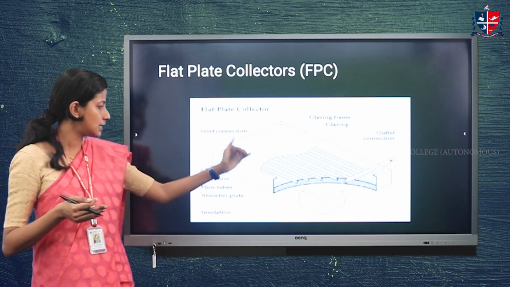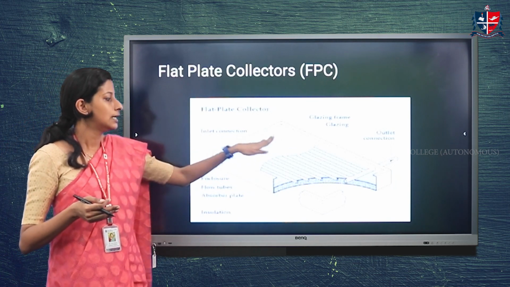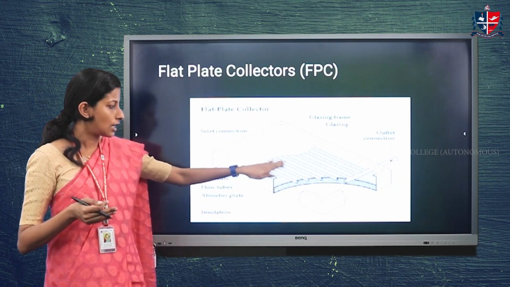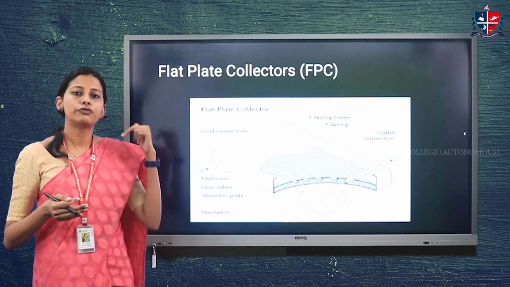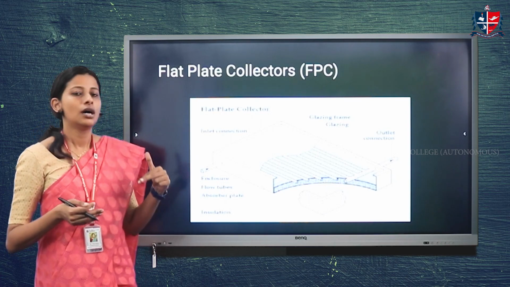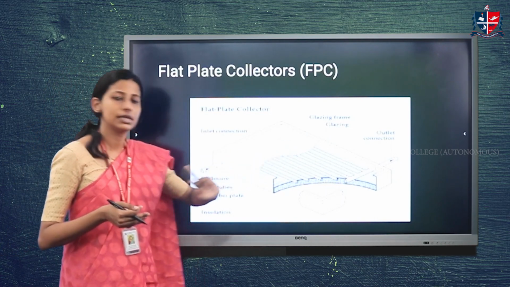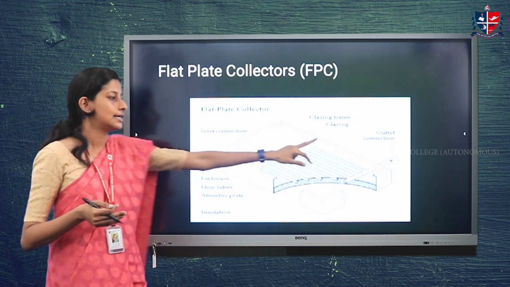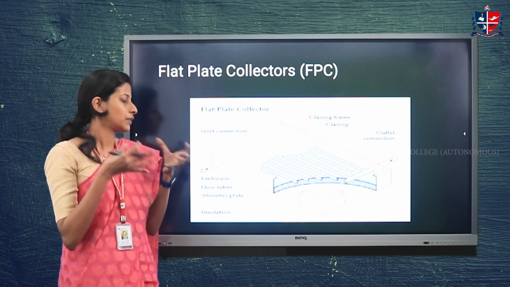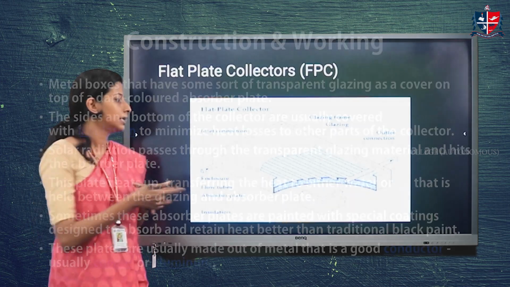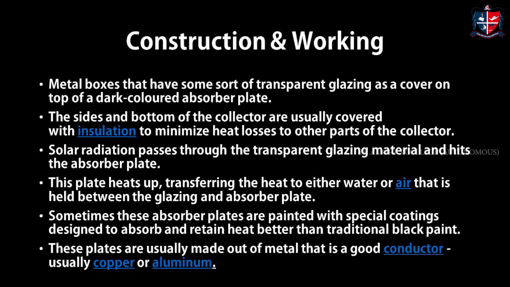So we have insulation on the sides, we have a glass plate, inside that there's an absorber plate, and surrounding the absorber plate we have tubes. Through these tubes the fluid flows. This fluid is finally taken out of the outlet connection. We have an inlet connection and an outlet connection. Hope this explanation of our working is clear to you now. Okay. So construction and working.